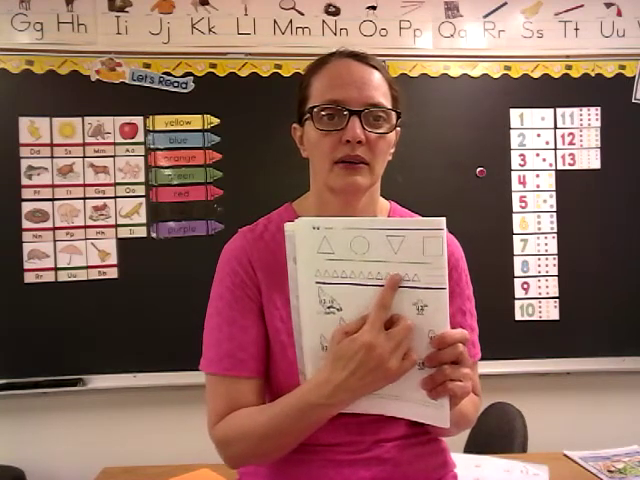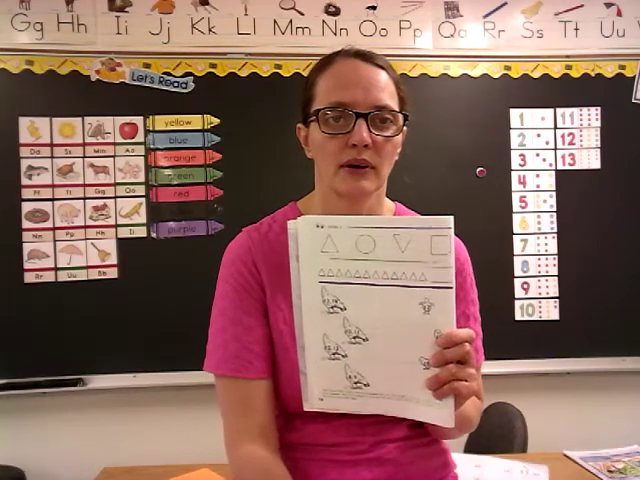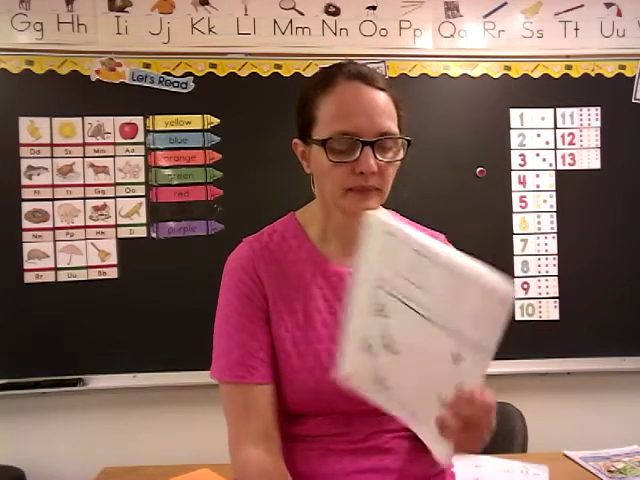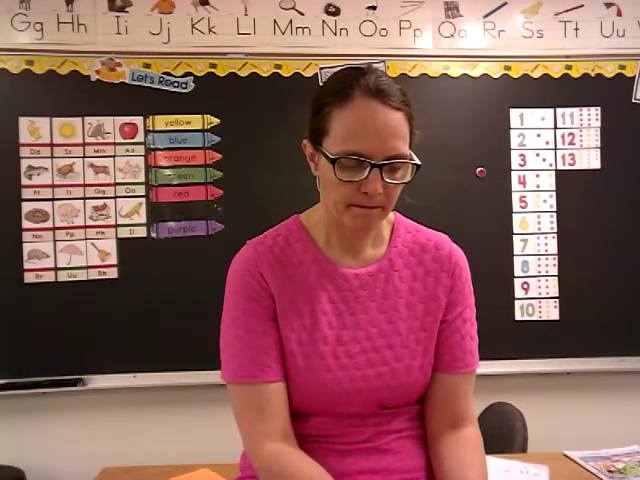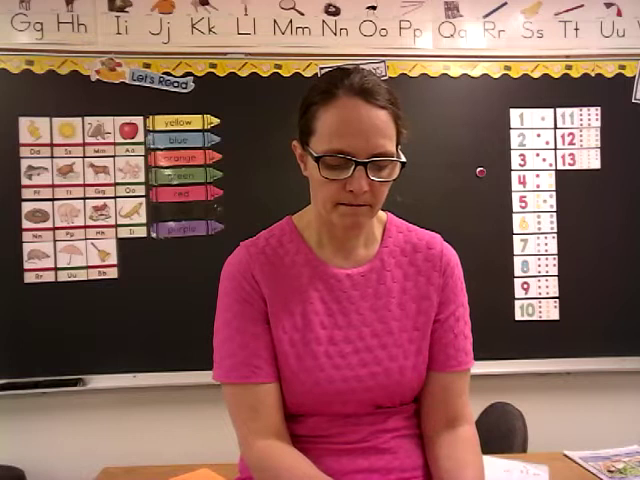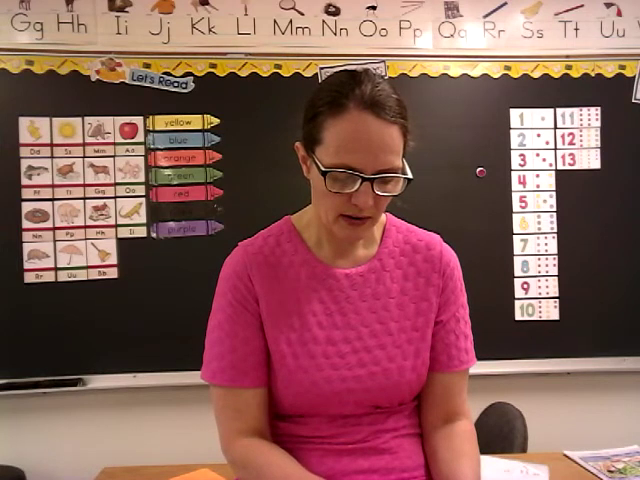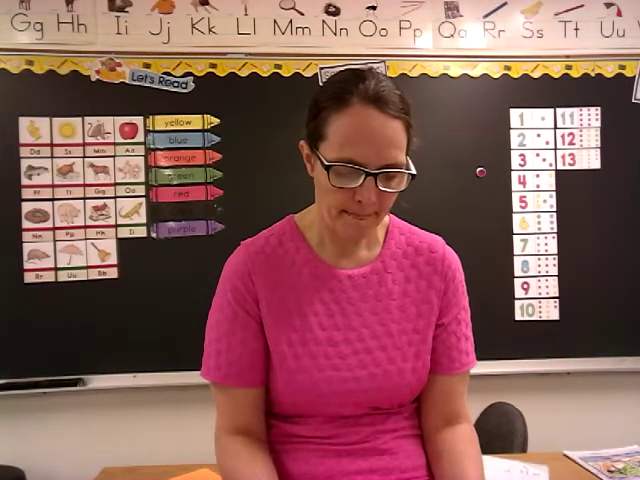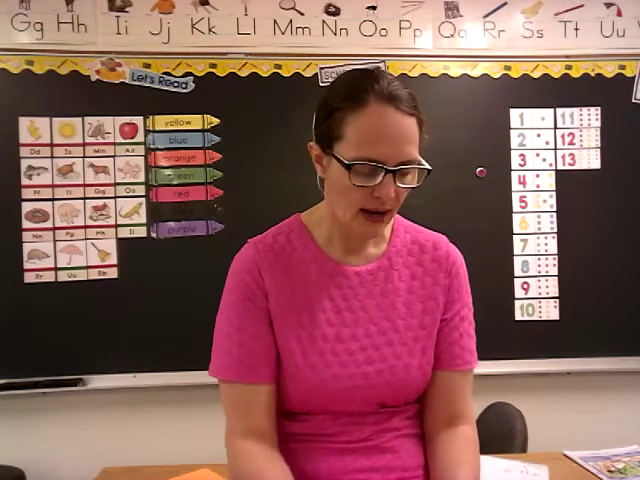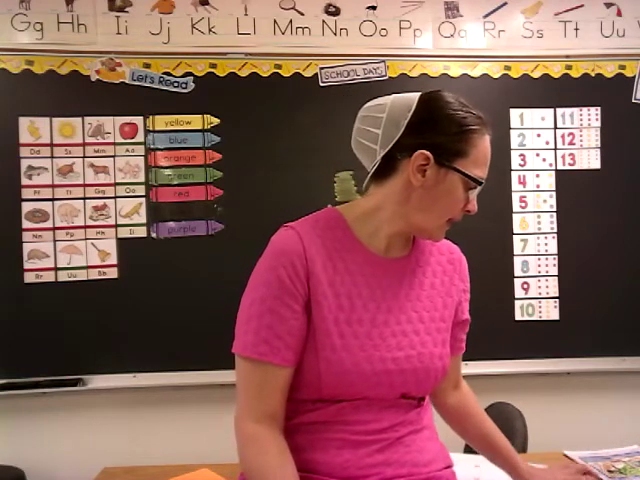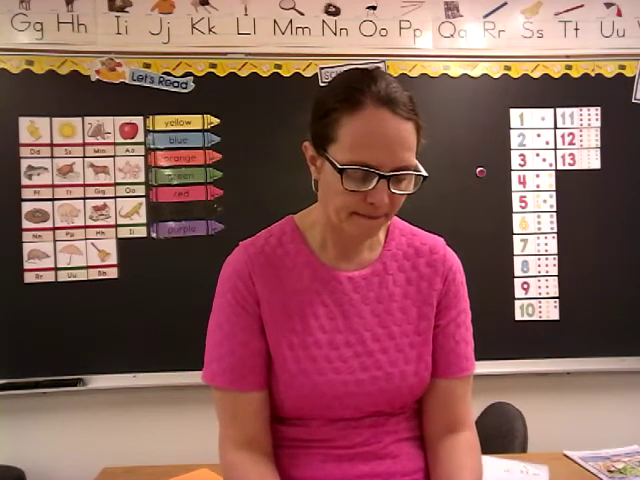And right here, all these wee little triangles, they're wanting you to count them and write the number, how many triangles there are. Write that number on the line. If you need to, mark them out as you count. And then down at the bottom, you have some pictures of some chickens, a mama chicken, and baby chicks.